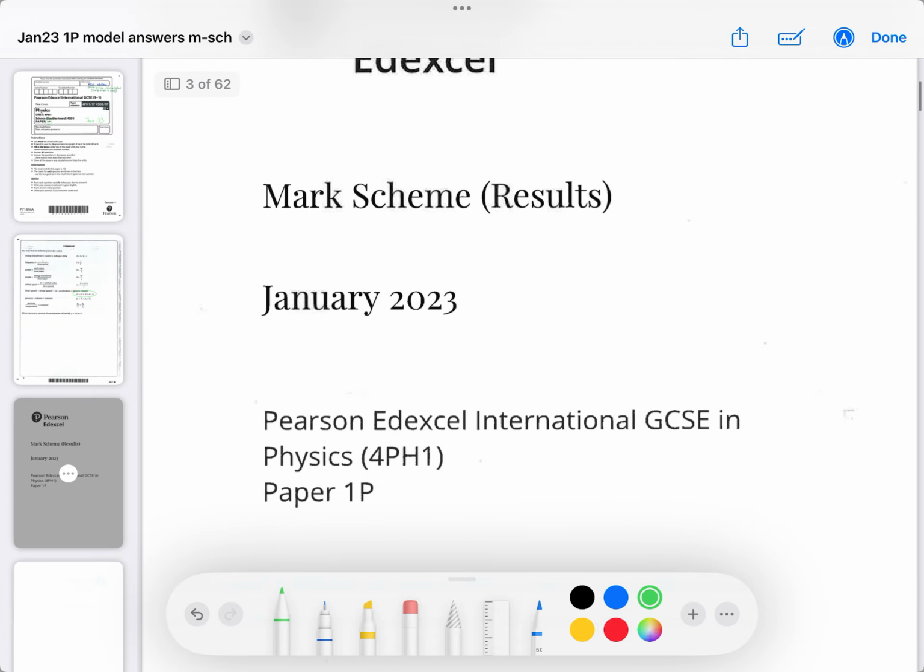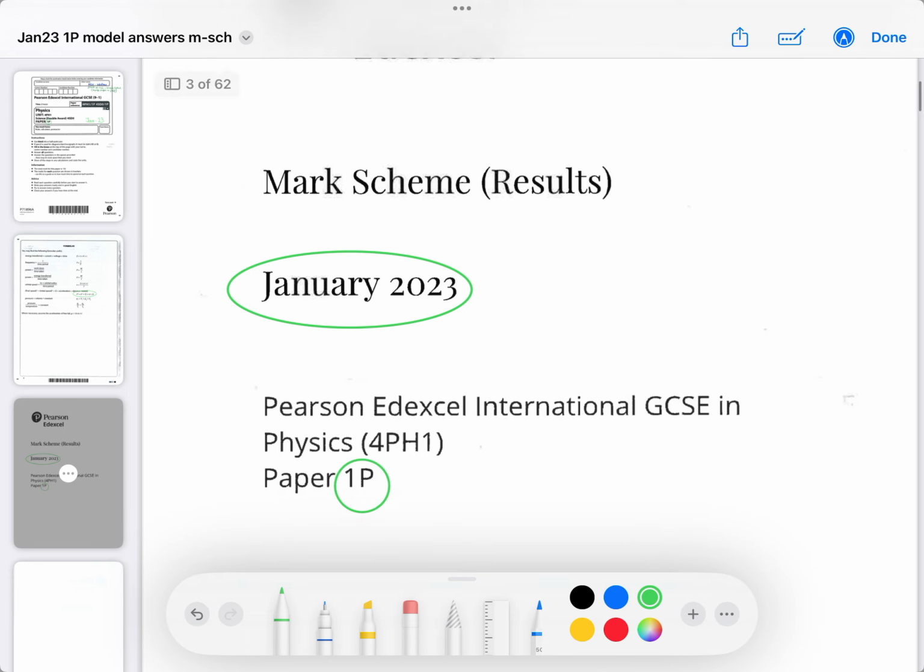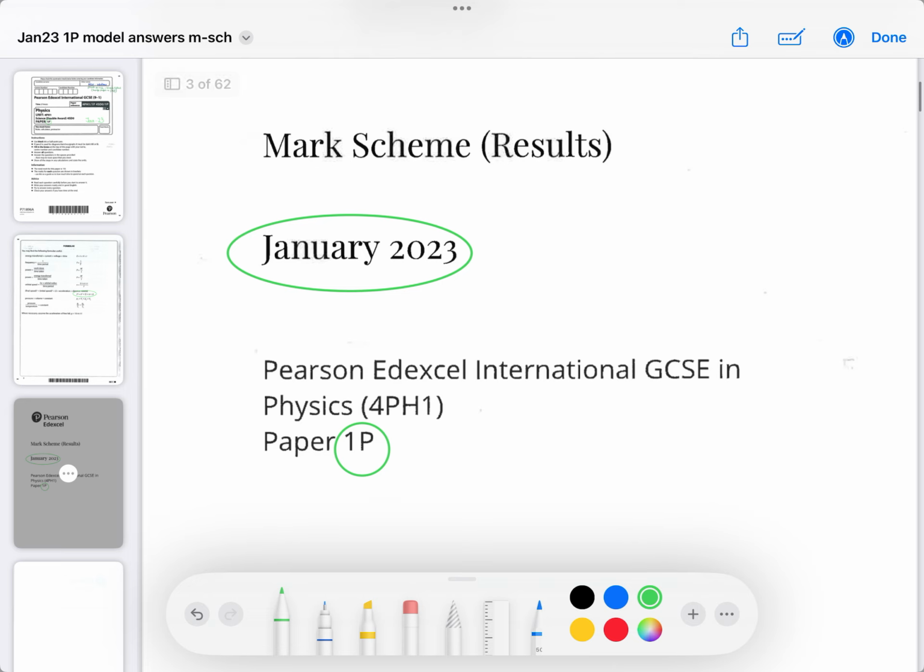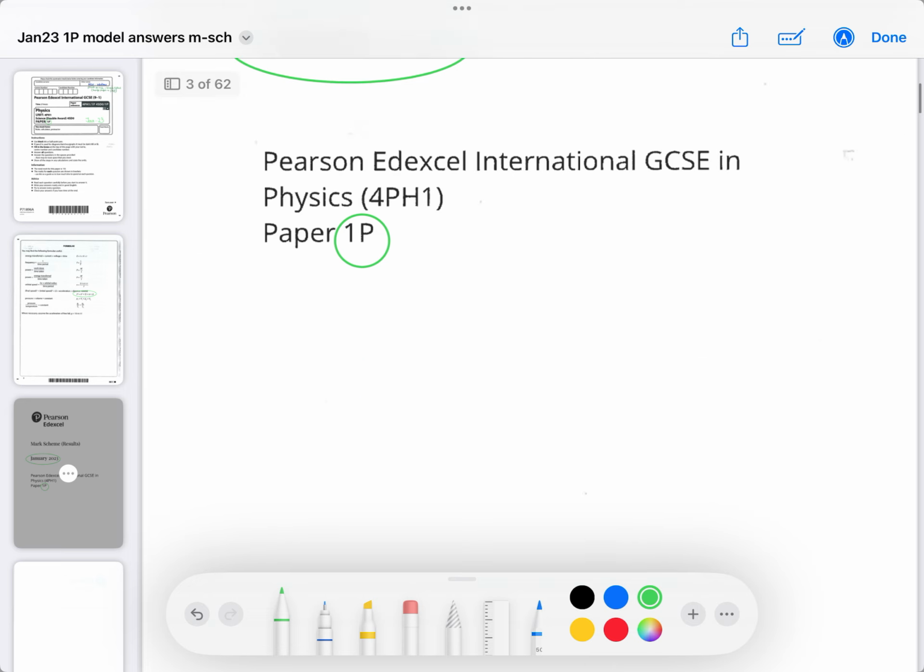Okay, so this is the mark scheme, so you can see it's January 2023, and it's the paper 1P. So this is the paper that physics students do and double science students do. Double science students only do this paper. Physics students do paper 1P and paper 2P.